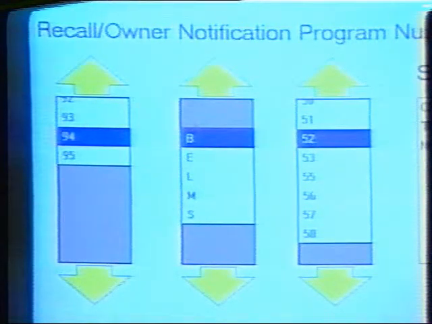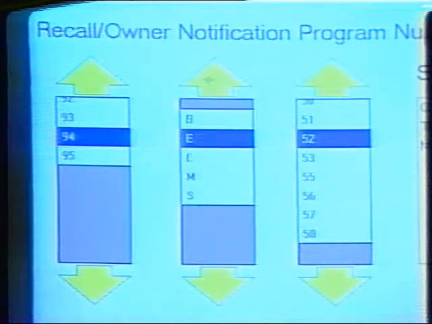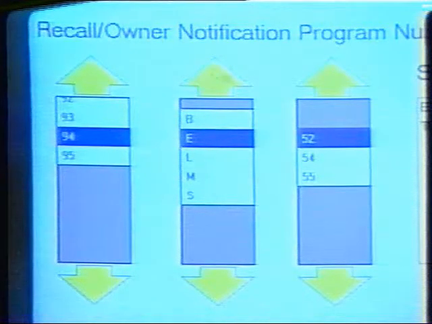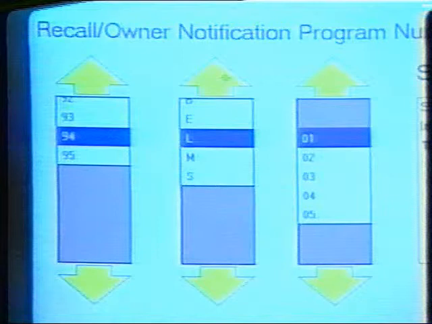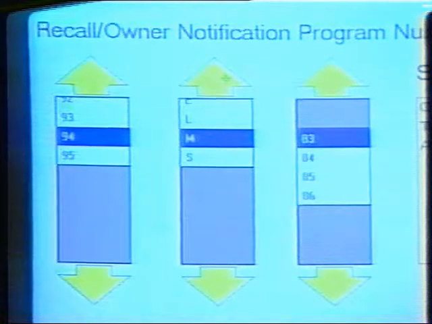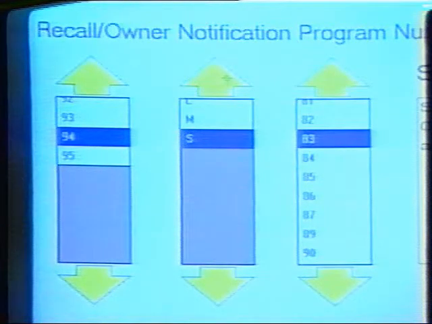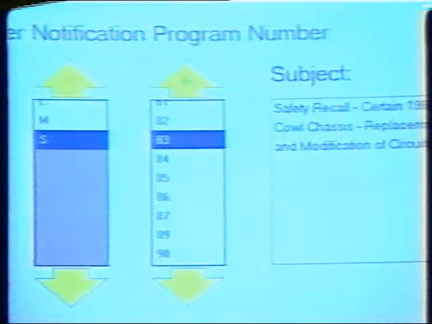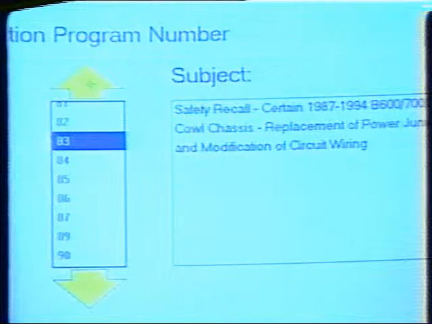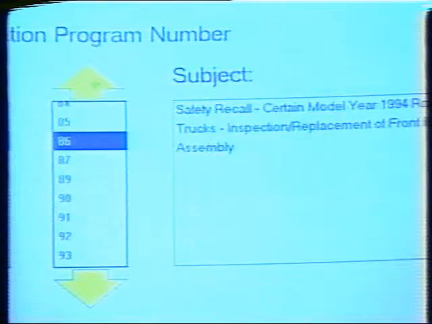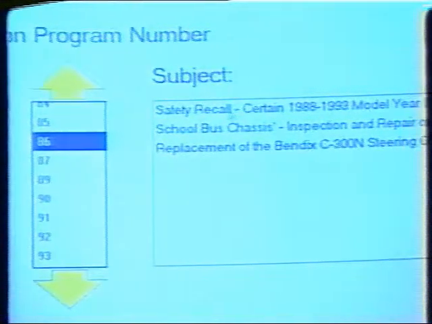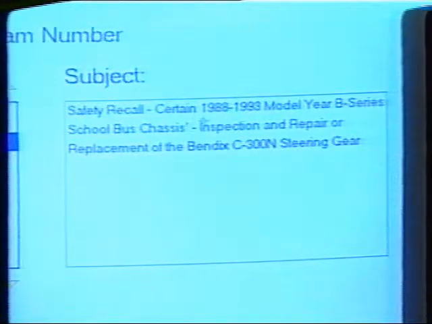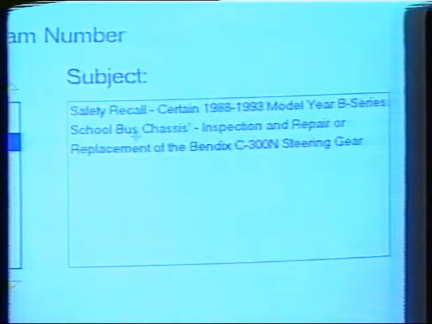We have B's, which are service notification programs, E's, which are emission recalls, L's, which are special field actions, M's, which are also notification programs, and S's, which are safety recalls. After selecting the type of information you're looking for, the third scroll box lists all the individual programs or recalls by number. By scrolling each one of these numbers, the subject box will list and display the title and a brief summary about that recall or program.